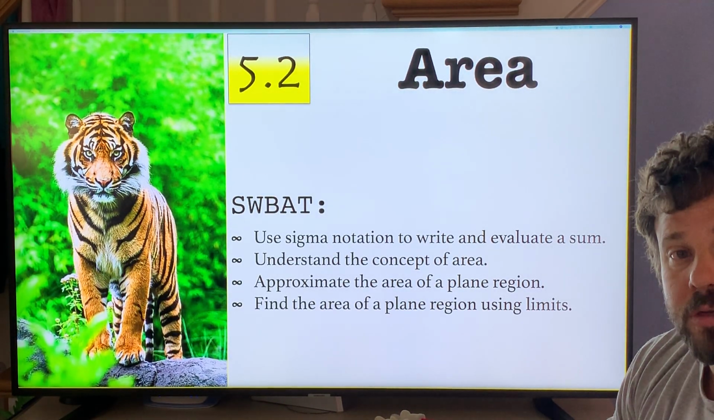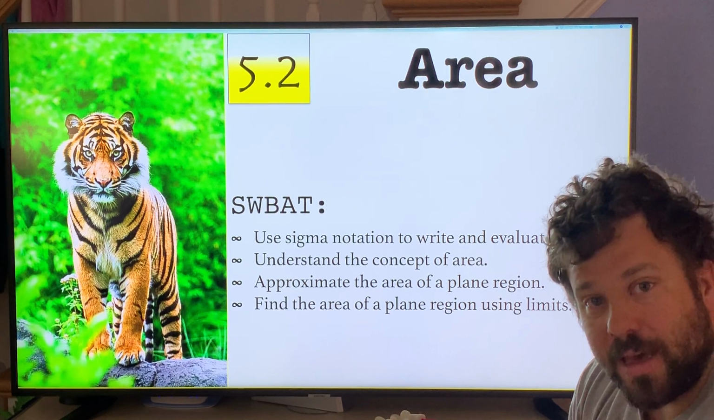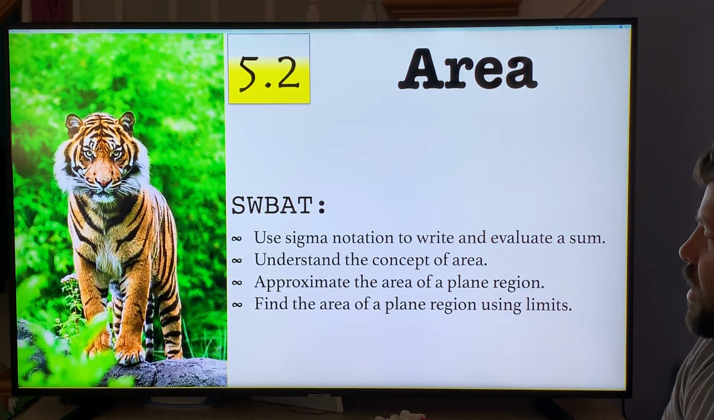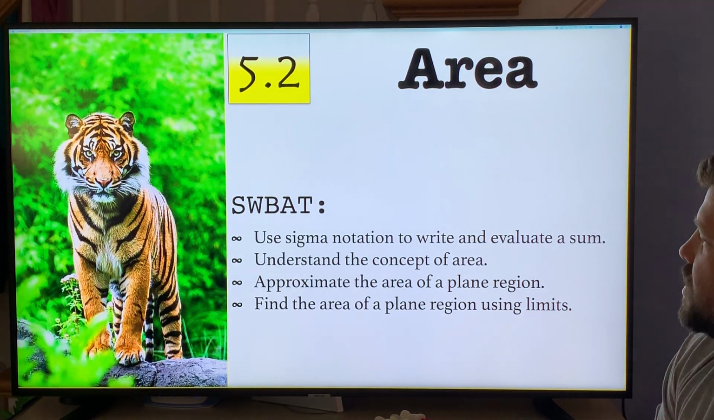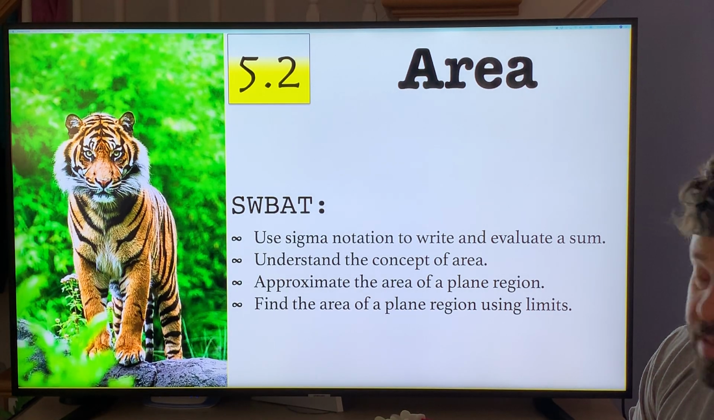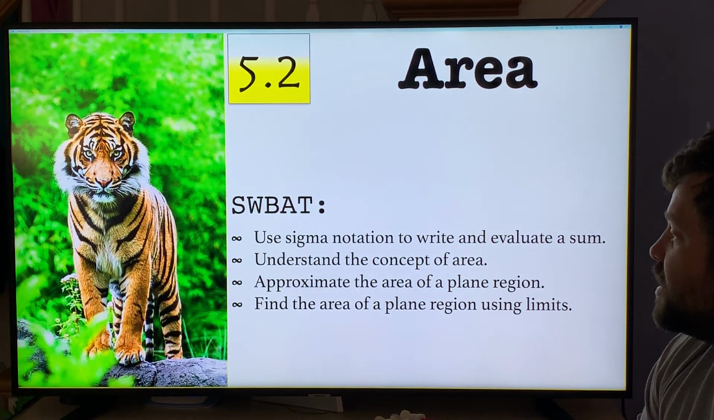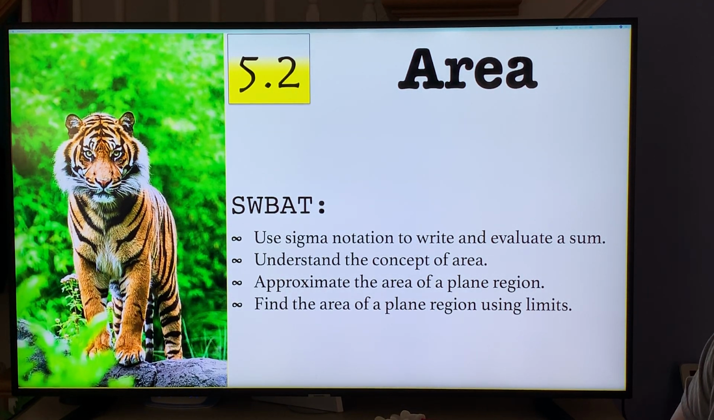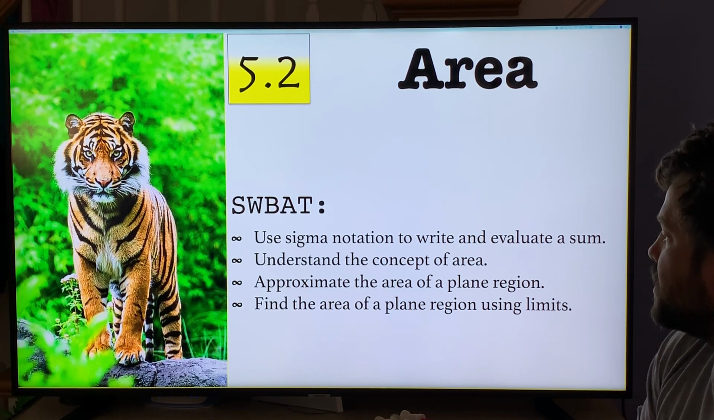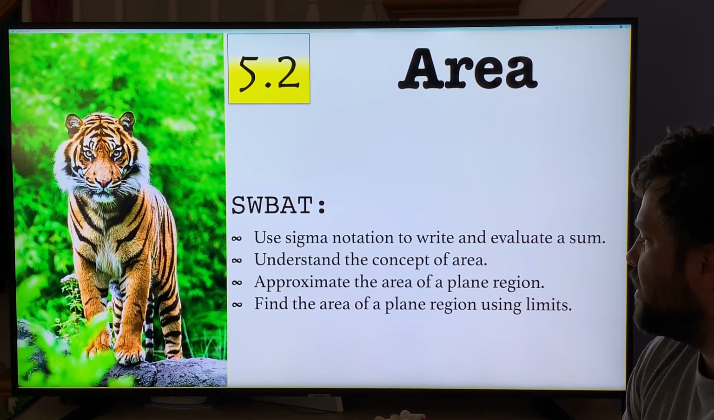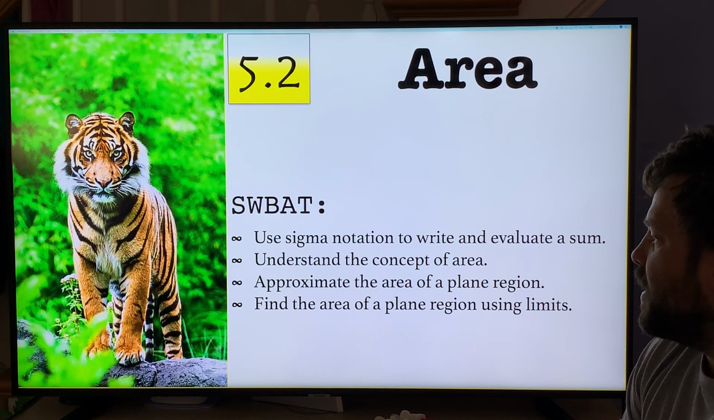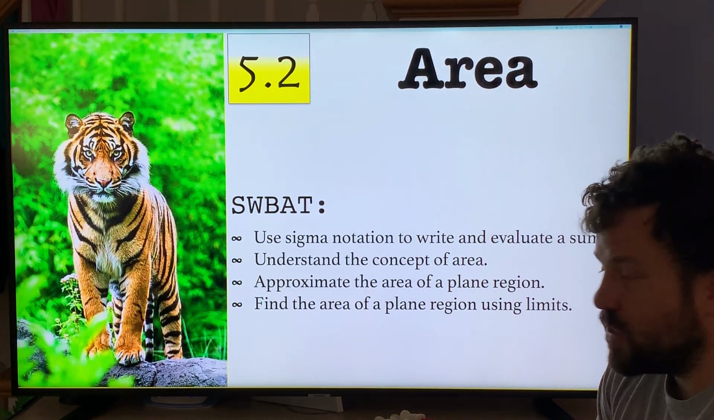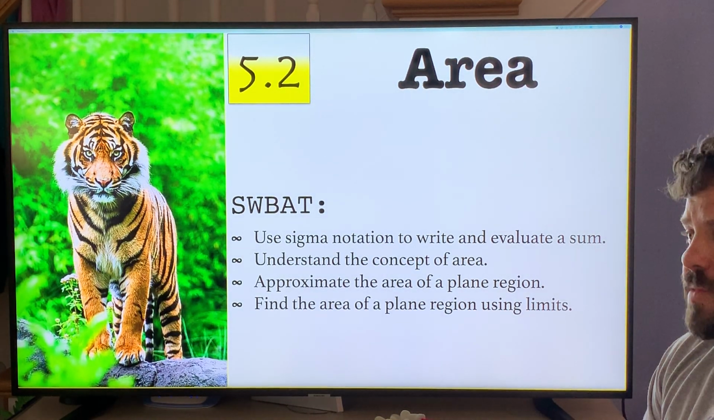This episode is on area. By the end of this, you should be able to use sigma notation to write and evaluate a sum, understand the concept of area itself, that's area under a curve, approximate the area of a plane region, and find the area of a plane region using limits.